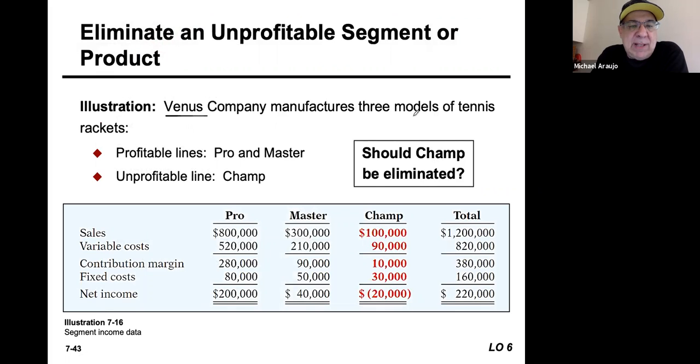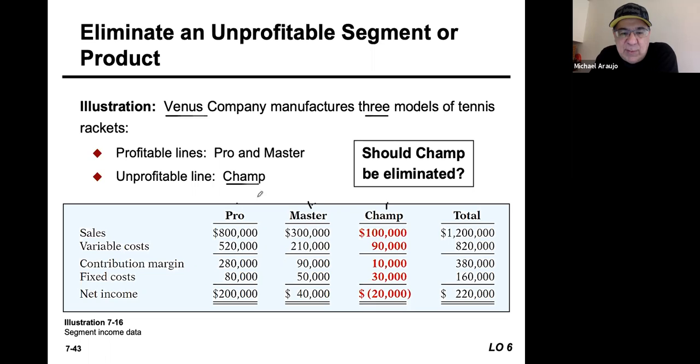This is a company, Venus Company, they make tennis rackets, 3 different models. They have the Pro, they have the Master, and they have the Champ. And as you see here, the Pro is very profitable. They have $800,000 of sales, contribution margin of $280,000, and net income or profits of $200,000 on the Pro. The Master is also profitable, $300,000 of sales, $90,000 contribution margin, and a $40,000 profit. The problem is here. The Champ is, I don't know, the champ of losses. I'm not really sure what it's championing here. But they have $100,000 of sales and only a $10,000 contribution margin. After you take out the fixed costs that are attributable to Champ, Champ is losing 20 grand.